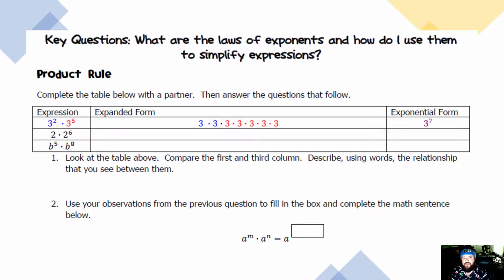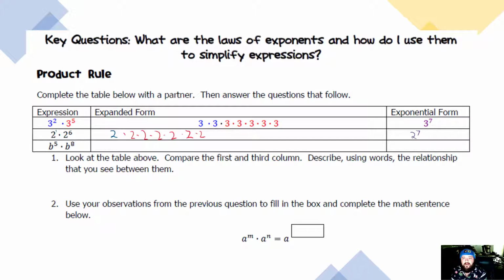Let's do that with the 2's. We have 2 times 2 to the 6th. This first 2 has a power of 1, so we have 1, and then 6 more because it's 2 to the 6th power: 1, 2, 3, 4, 5, 6. All together, that should give us 7, so 2 to the 7th power.